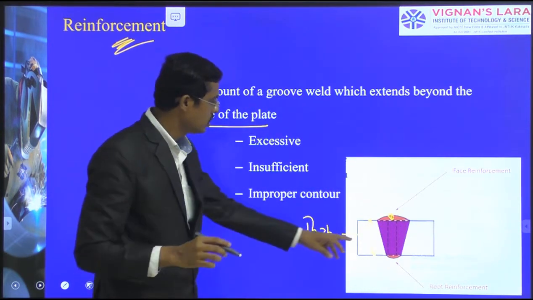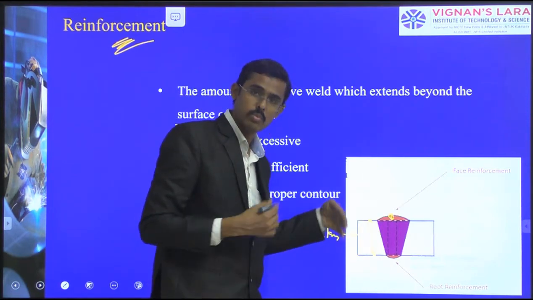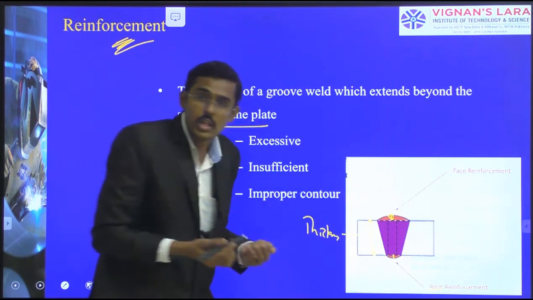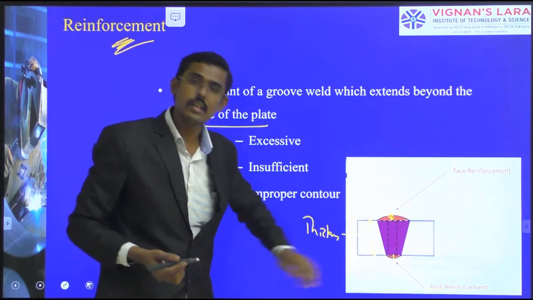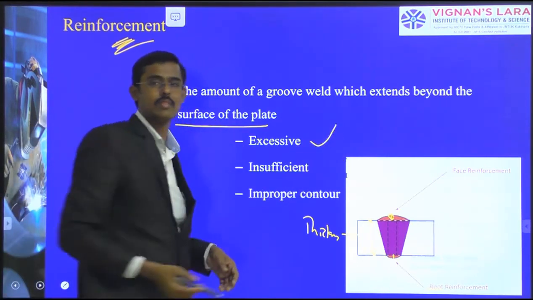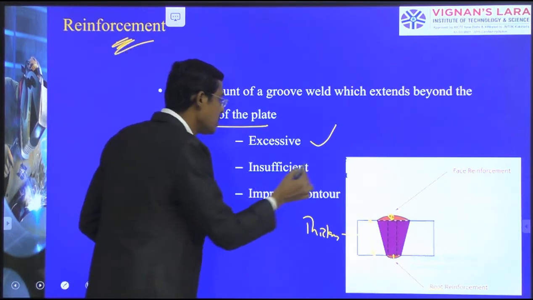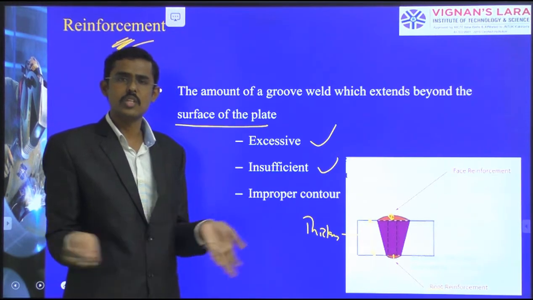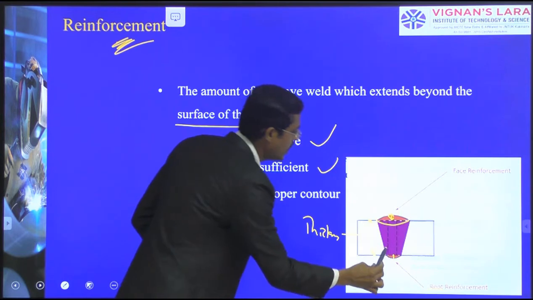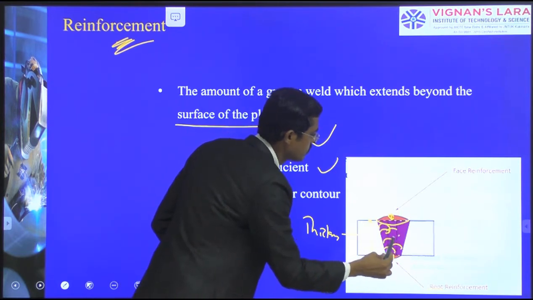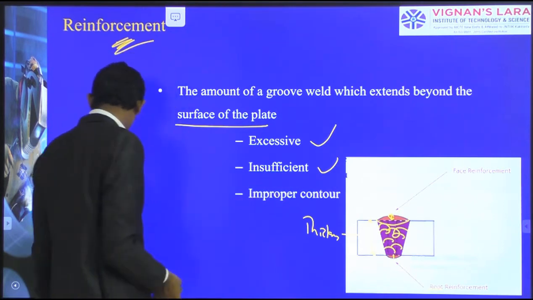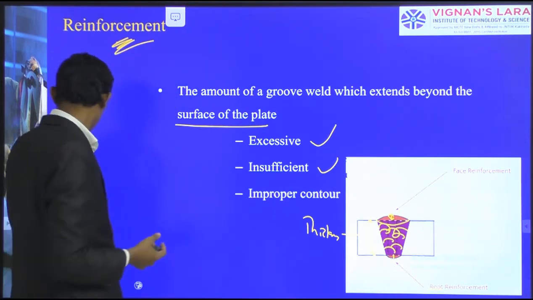Keep in mind, this is surface reinforcement, but the bottom is root reinforcement. The surface is at the top, the root at the bottom. So it may be excess reinforcement, or insufficient reinforcement where it is not filled. What I am doing is welding up to this point only. Here I have completed the welding, here it is not done. Improper contours, so we have to maintain them properly.